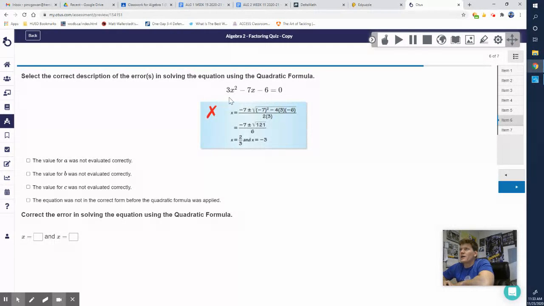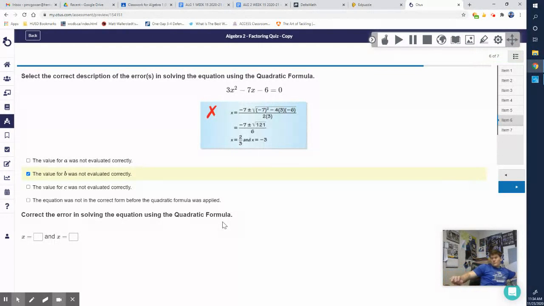Looking at this one here, you had 3x squared minus 7x minus 6, and they're plugging it in. But remember, it was supposed to be a negative b, not a positive b. It's already negative 7, so it should be the opposite sign here. It should be a positive 7 there, which means b was not evaluated correctly. Correct the error, and then solve the equation using the quadratic formula.